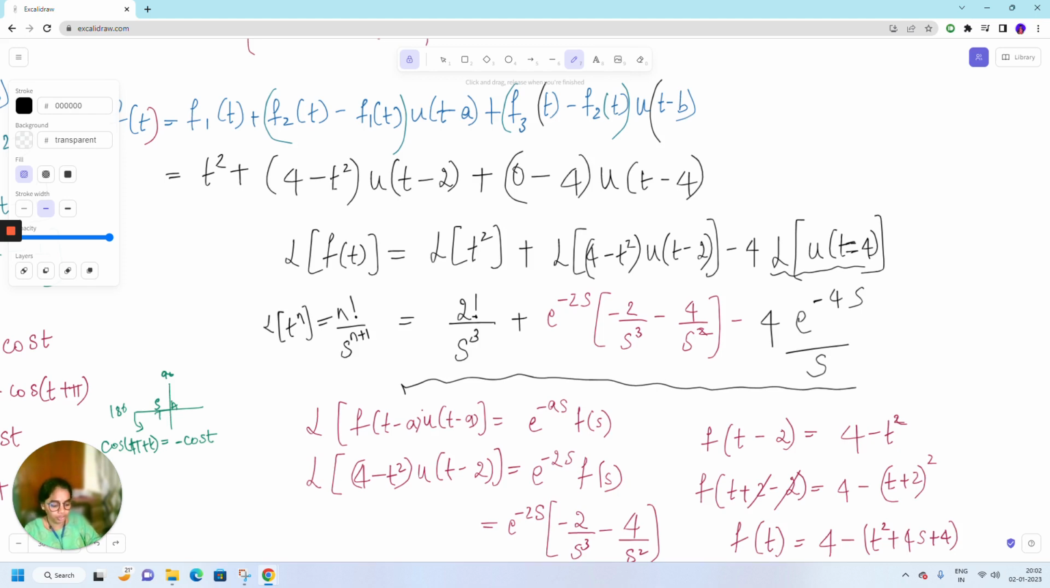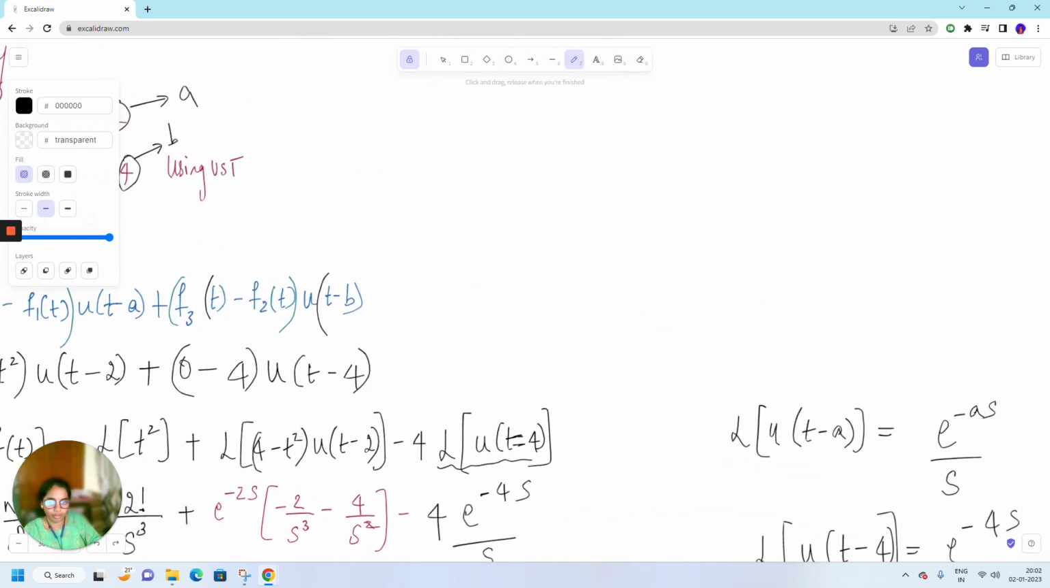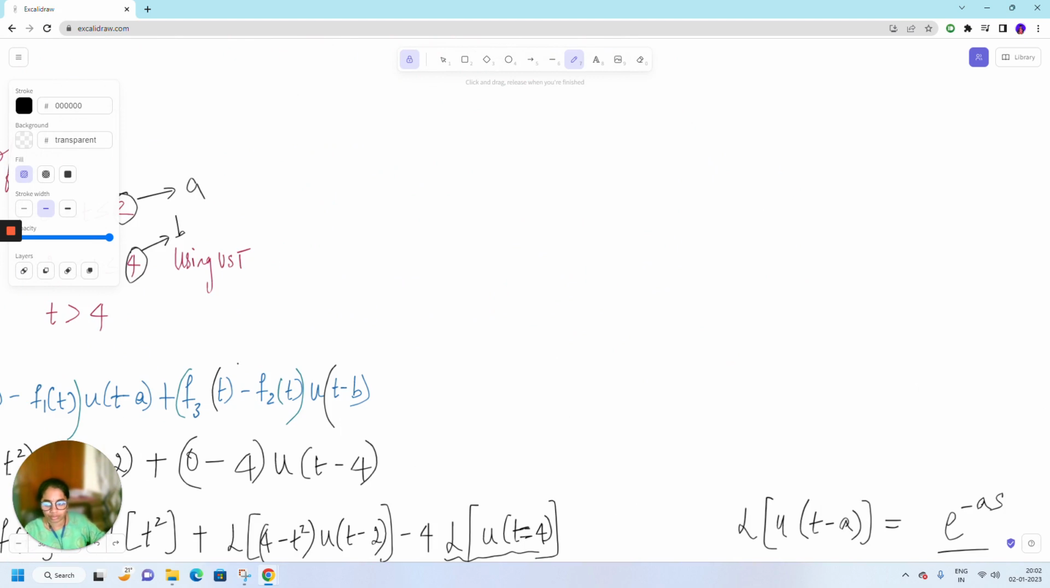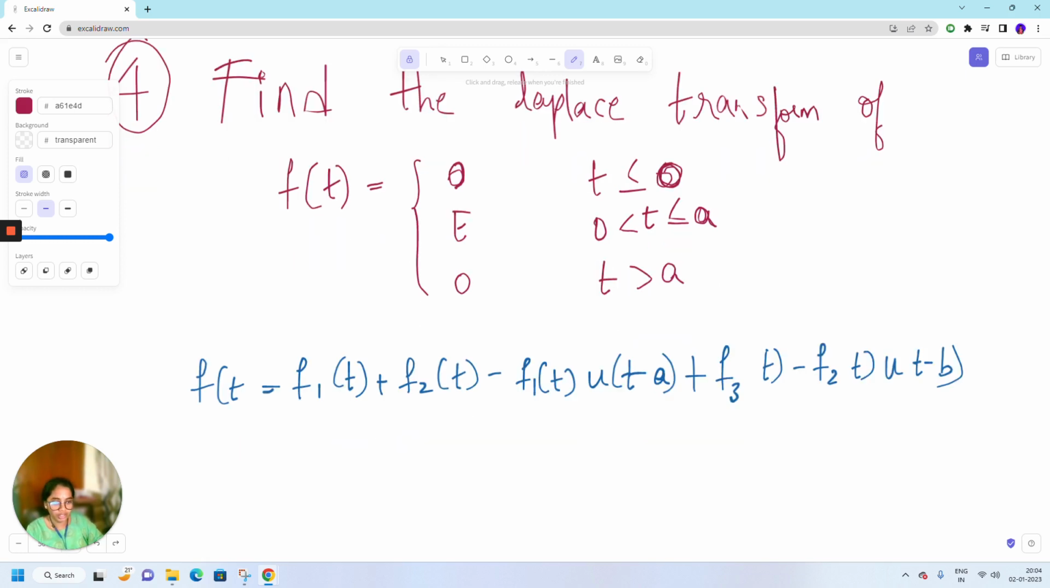Now moving on to our next question, which is find the Laplace transform of the given function, that is f of t is equal to, as you can see, 0, e and 0 for the given limits. So what is the first step? I've already written the formula.